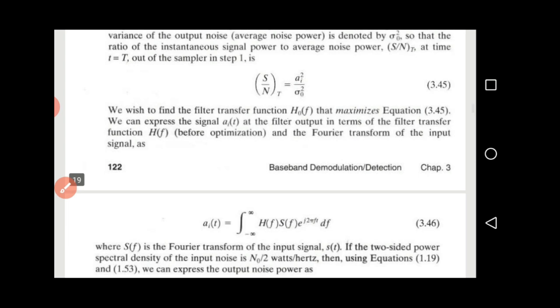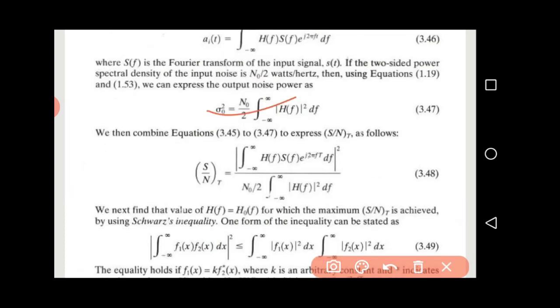Now we can combine these equations, 3.45, 3.46 and 3.47, to express the signal to noise ratio at time T as follows. (S/N)_T = |∫ from −∞ to +∞ of H(f) S(f) e^(j2πfT) df|² divided by (N_0/2) ∫ from −∞ to +∞ of |H(f)|² df. We next find that value of H(f) equal to H_0(f) for which the maximum S/N at time T is achieved, by using Schwarz's inequality.